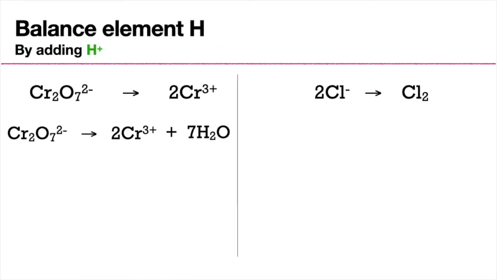To balance hydrogen at the product side, we have to add hydrogen ion. Now there are 14 hydrogen at the product side. Therefore, we need 14 as coefficient.